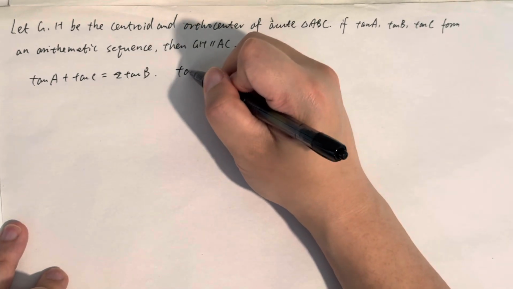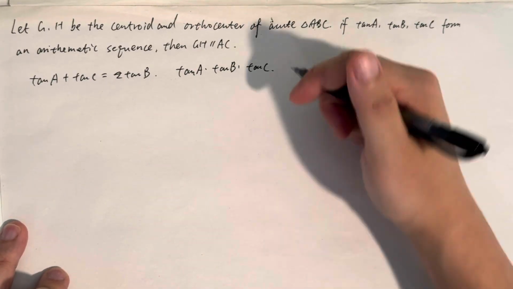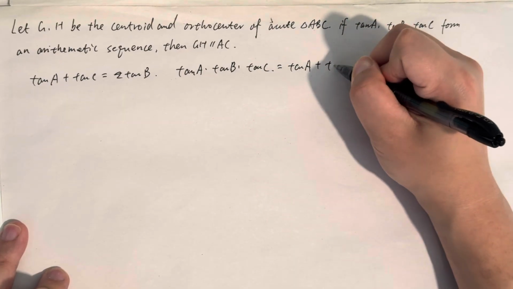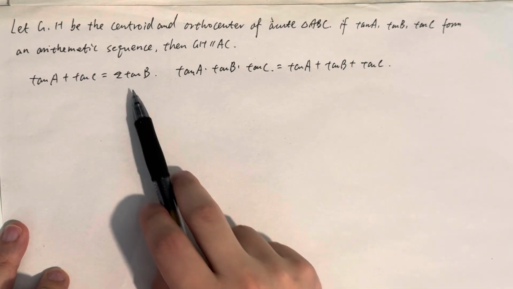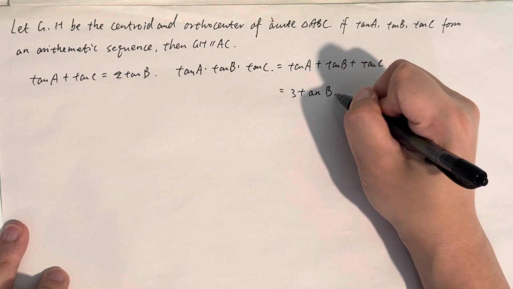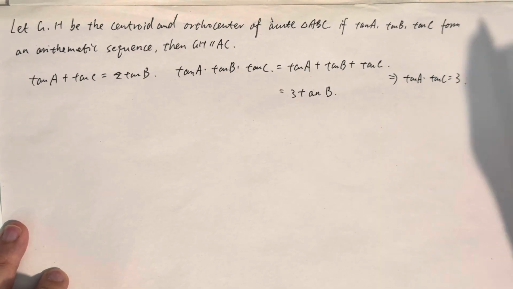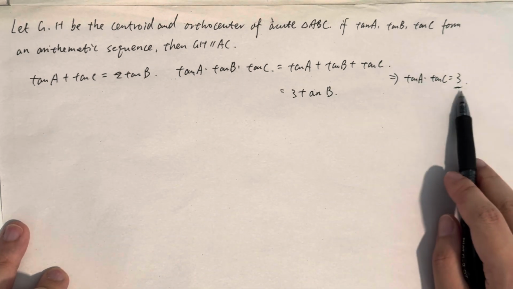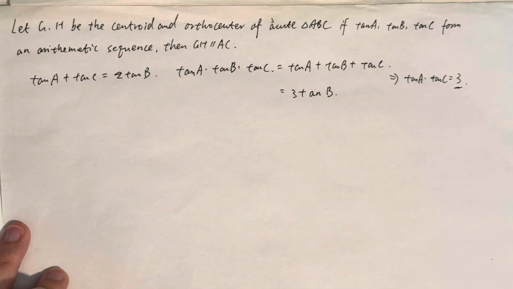And we already know that for a triangle, tangent A times tangent B times tangent C equals tangent A plus tangent B plus tangent C. And we know that tangent A plus tangent C is twice tangent B, which means the sum equals 3 times tangent B, which means tangent A times tangent C equals 3, right? And think about this 3. We should be very sensitive to these numbers. It's 3. And we want to prove that GH is parallel with AC.